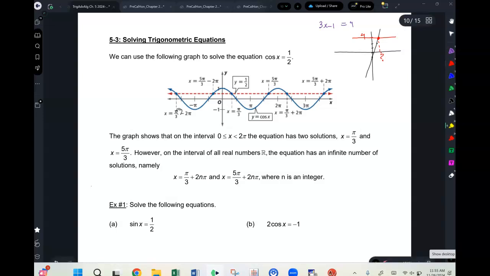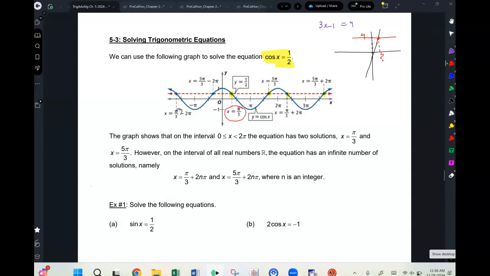In trig, same thing. If I have an equation like cosine of x is equal to a half, do you see here this blue is the graph of a cosine function, and the red dotted line is equal to a half. So all of the points where they meet is where cosine of x equals a half. So you can see cosine of x is a half at pi over 3.